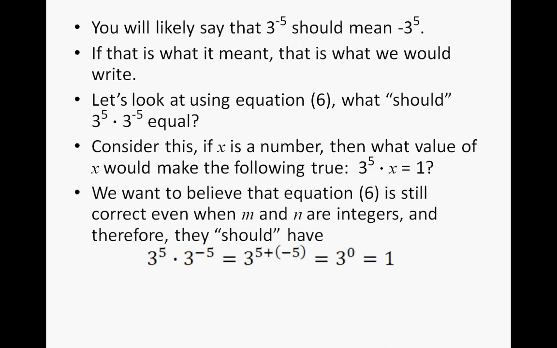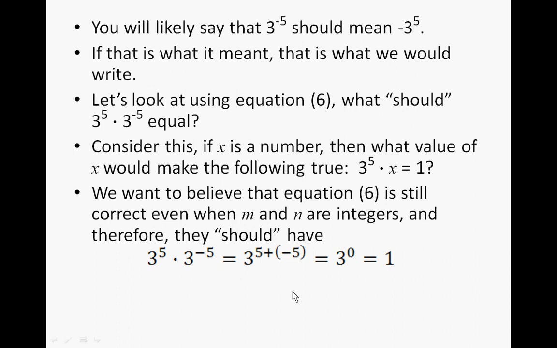Well, we want to believe that equation 6 is still correct even when m and n are integers, and therefore we should have this. So if we have 3 to the fifth power times the opposite of the exponent 5, 3 to the negative fifth power, then because the rule says that we add the integers, we would be adding 5 and a negative 5, or 5 and the opposite of 5. And when we do that, we get 0. So 3 to the 0th power, which is 1.